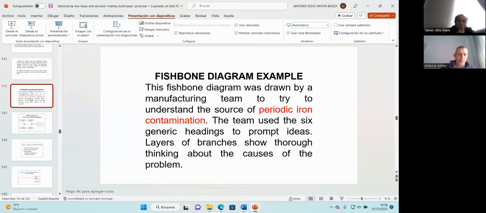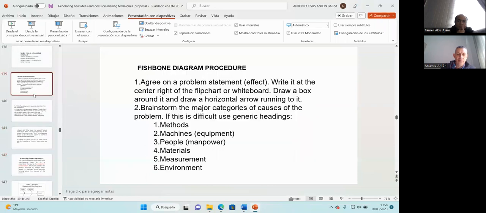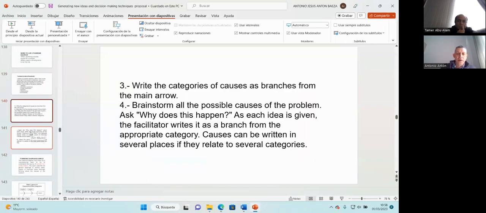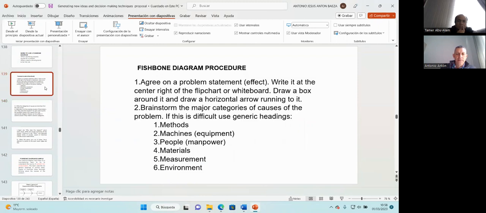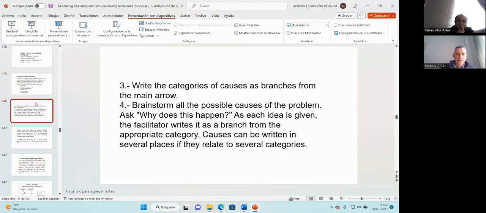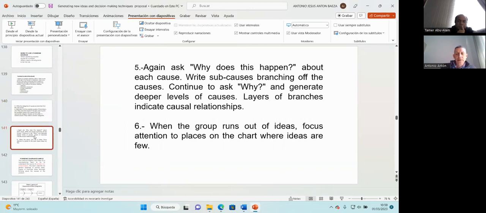So this is what we saw yesterday. We started to show these examples: brainstorm, explaining the statement, exploring the effects on the right, then put the categories, then start to brainstorm different reasons why it happens, and to show different ideas. Okay, so this is a very summarized explanation, but in terms of the business of the fishbone diagram.